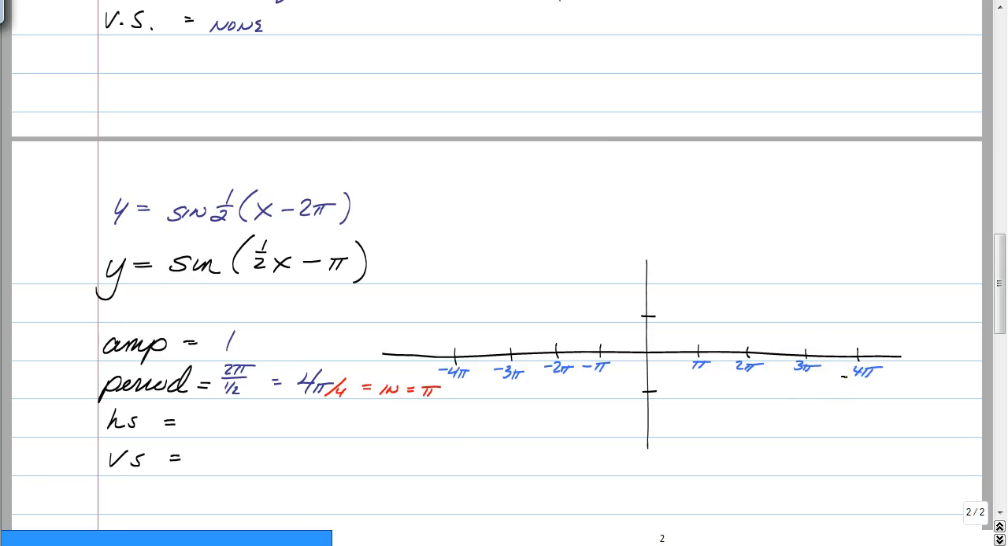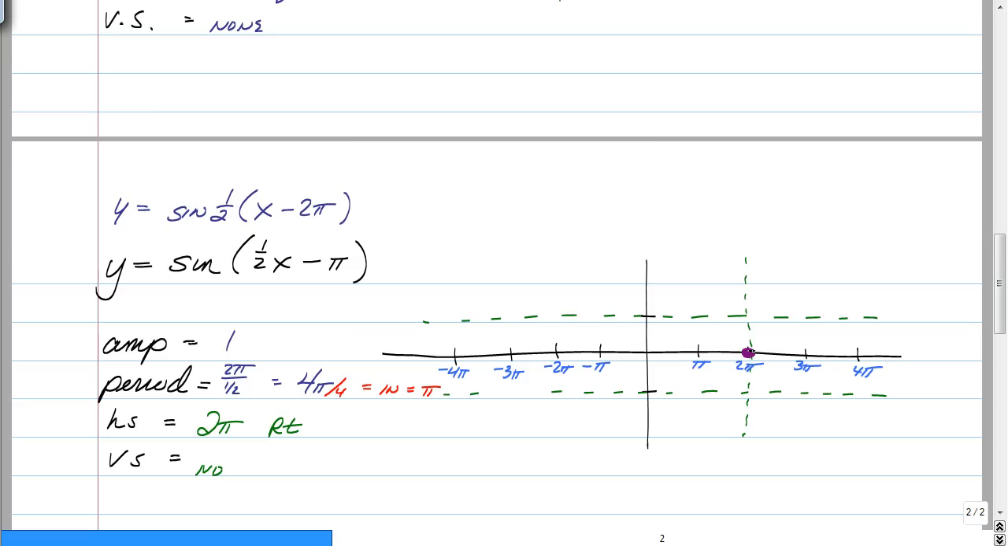And now we're going to go to our horizontal shift, which after we factored out the 1/2, it's 2 pi to the right, and there's no vertical shift. So we have our node line, which is the x-axis. We have our top line at 1 above, our bottom line at 1 below, and our starting line is 2 pi to the right.